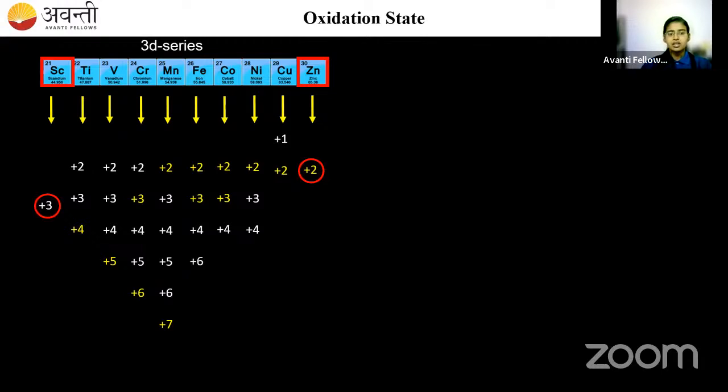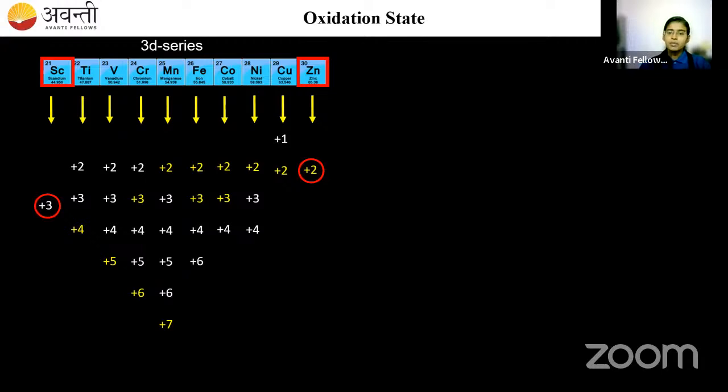Suppose you take cobalt, which has three oxidation states: +2, +3, and +4. Among these three, only +2 and +3 are marked in yellow color and +4 is in white color. It means cobalt can exist in the +4 state, but +4 is unstable. It cannot exist in +4 for long. That is the meaning.